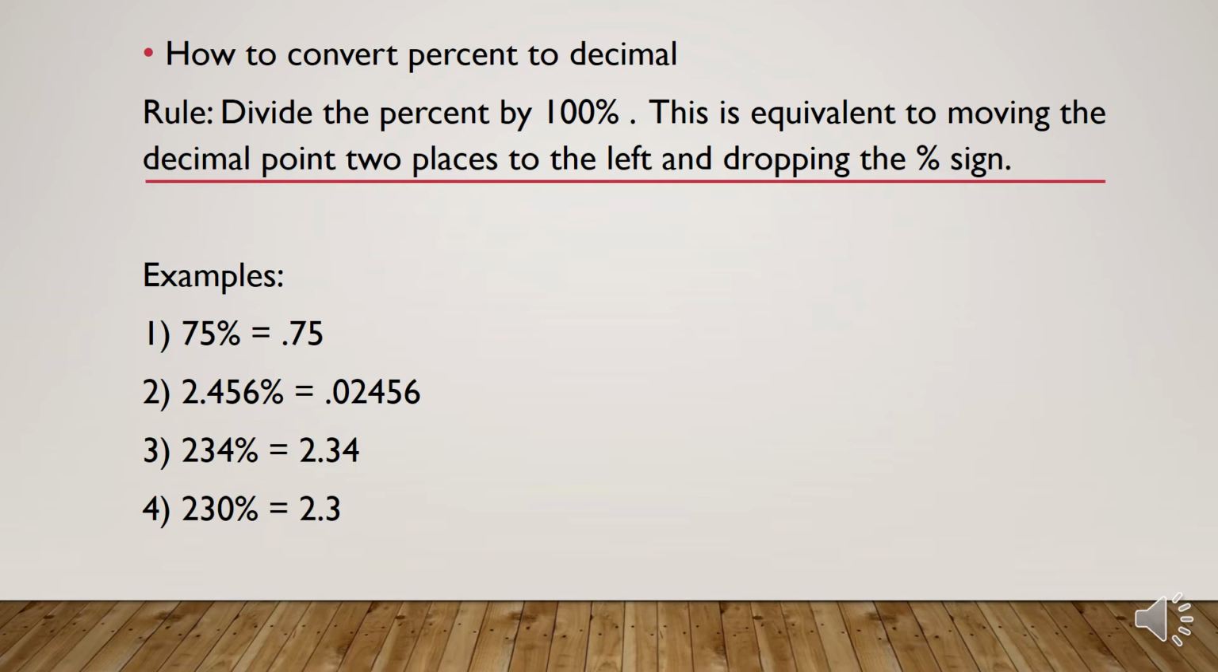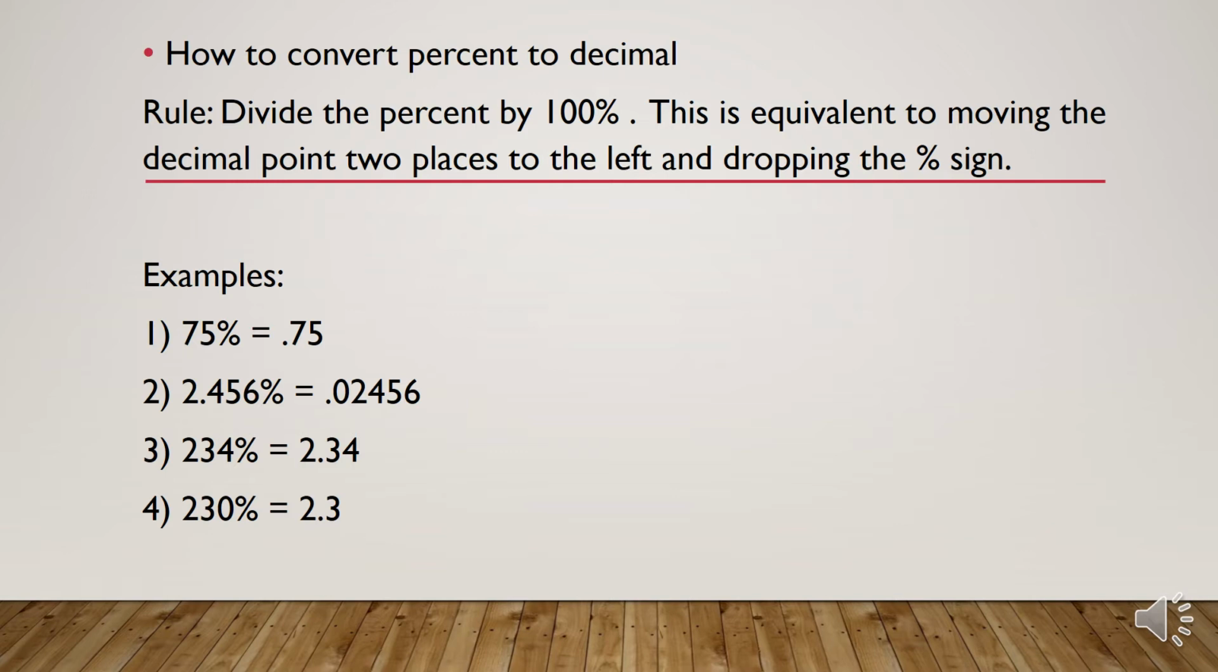Example number 1, 75%. So divide 75 by 100. The answer will be 0.75, or else just move the decimal point 2 places to the left, starting from the percent sign. So 1, 2. The decimal point will be here to the left of the 7.